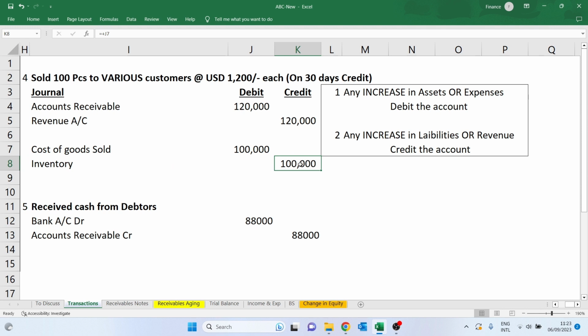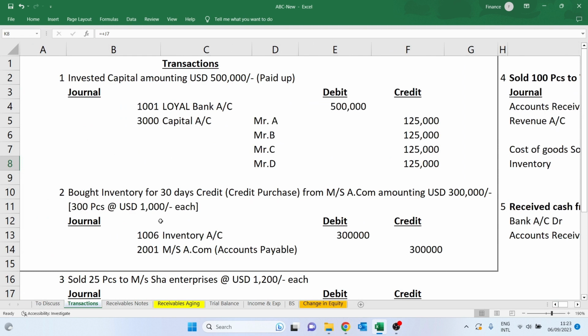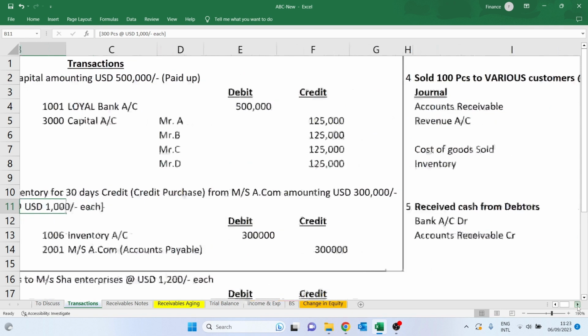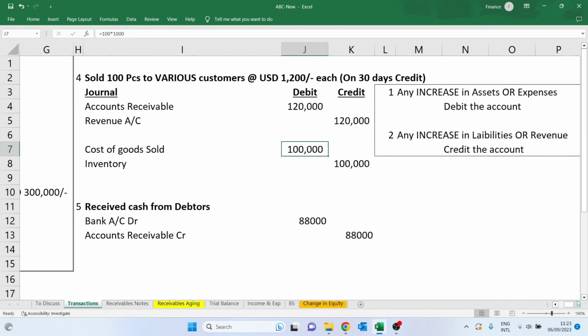Why are we taking 100,000? Because we bought these PCs for 1,000 each. Earlier we bought 300 PCs. In an earlier video we discussed the purchase entry. From SSA.com we bought 300 PCs at 1,000 US dollars each. So that means our cost for 100 pieces is 1,000 each. So 1,000 into 100 will give you 100,000 US dollars.